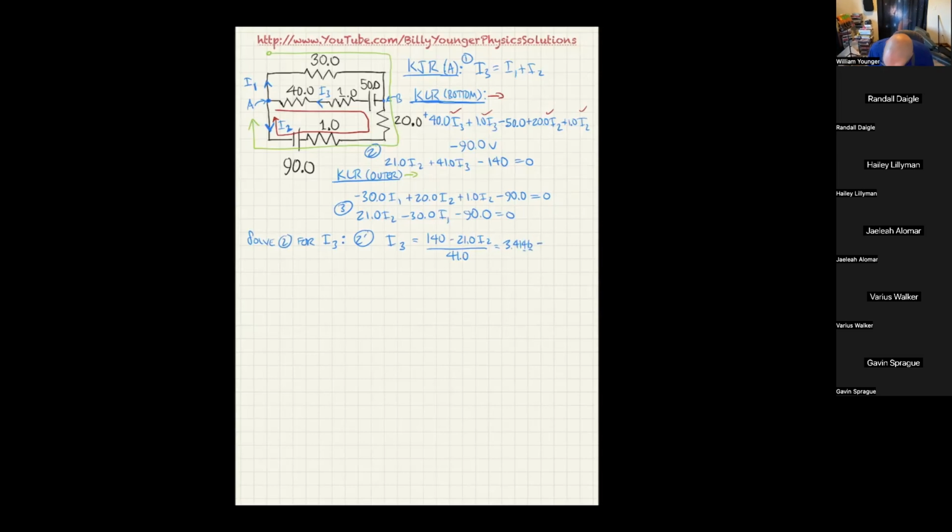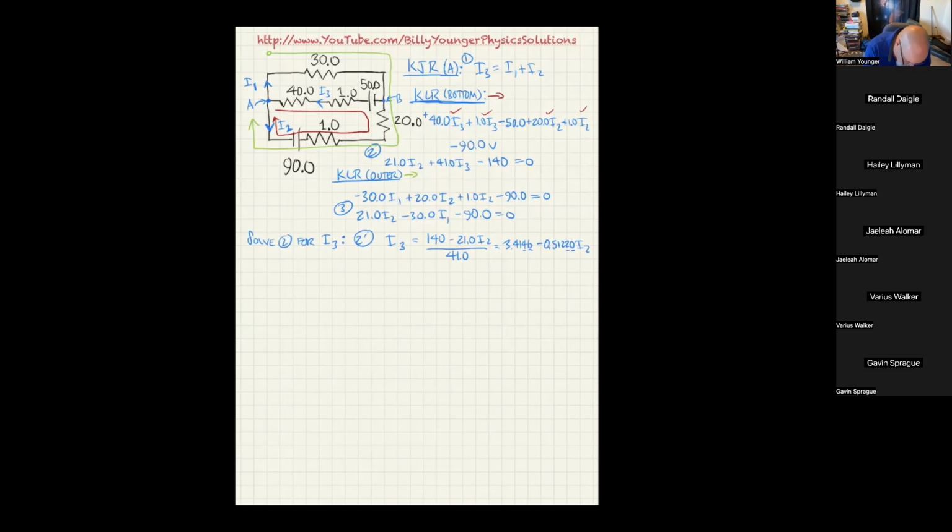And now minus, I take 21 divided by 41. That's 3 sig figs divided by 3 sig figs. This gives me 0.51220, and that's times I2. And again, that's 2 extra sig figs. So that's going to be my equation 2 prime. Notice it has I3 in terms of I2.